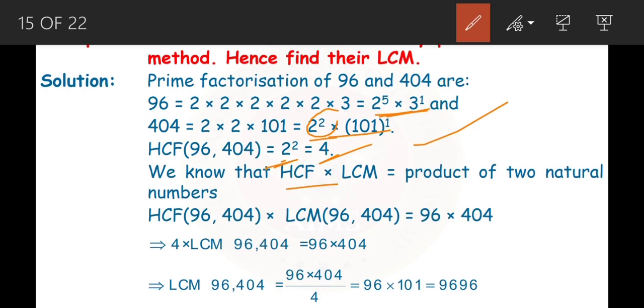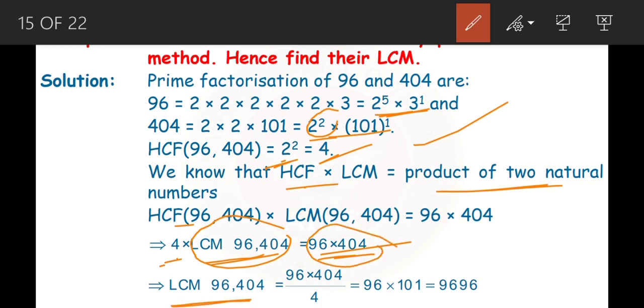Now what is the relationship? HCF times LCM equals the product of two numbers. What is the HCF? 4. What is the LCM? We don't know. What are the two numbers? 96 into 404. So this 4 will go to the right hand side. LCM will stay here. So LCM equals the left hand side numbers divided by 4. So what will we get? 9696. Sorry, this will be the LCM.